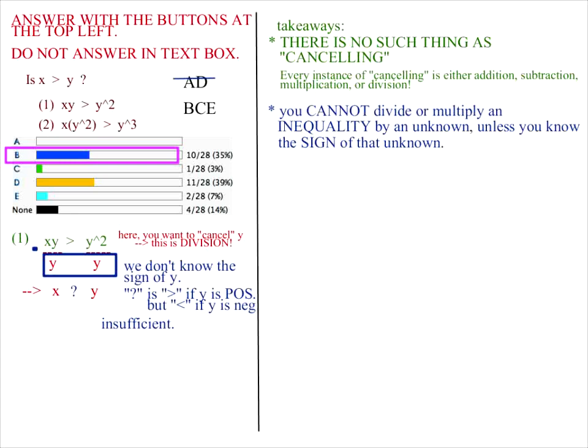With statement 2, on the other hand, it's a little bit of a different story. With statement 2, we've got xy squared is greater than y cubed. Text box, please. What operation are we doing to get down to x and y out of this stuff? Remember, you can't call it canceling. You have to call it division. Good. So here we need to cancel, quote unquote, i.e. divide by y squared.